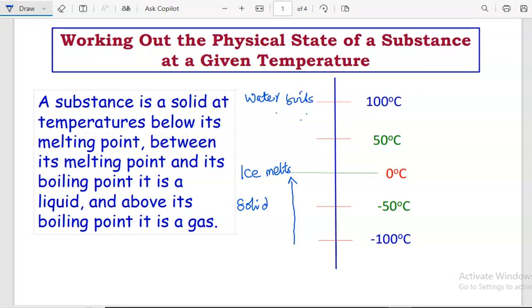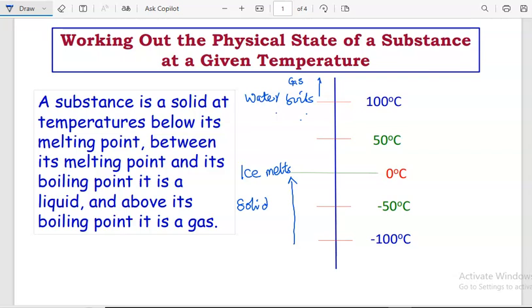Once any liquid boils, it becomes a vapor. It turns to vapor and becomes a gas, right? So once water boils, it becomes a gas. So any temperature above 100 degrees will make water become a gas. From 100 degrees upward, water will exist as a vapor.